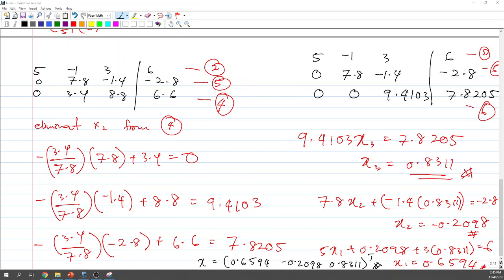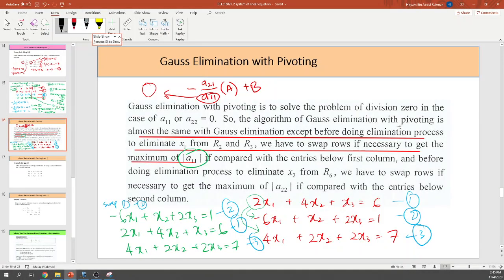Okay, then we go back to the slide. From here what we can see, rasa macam tak ada banyak sangat ni. Mana hilang pula. Oh, kenapa ni? I don't know why. What happened today?